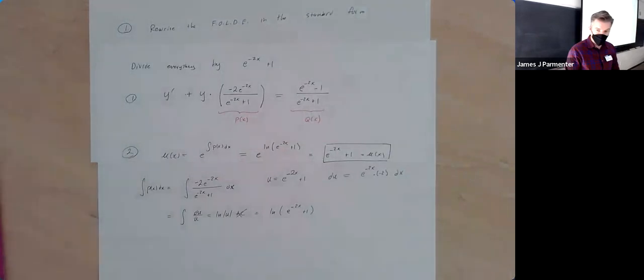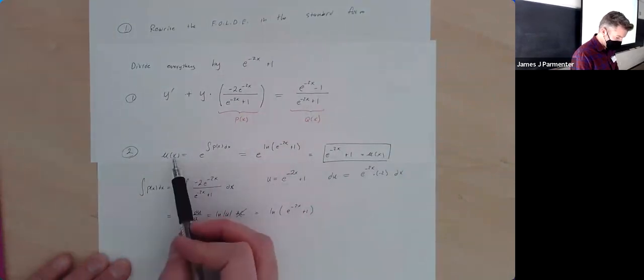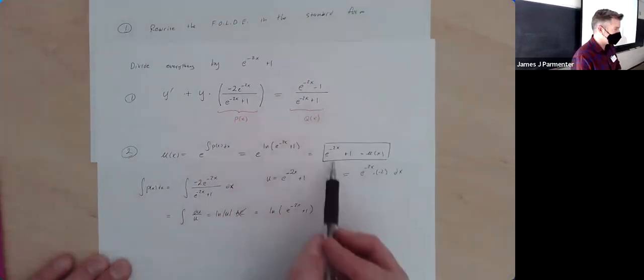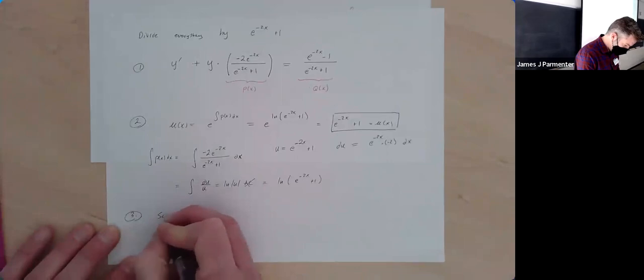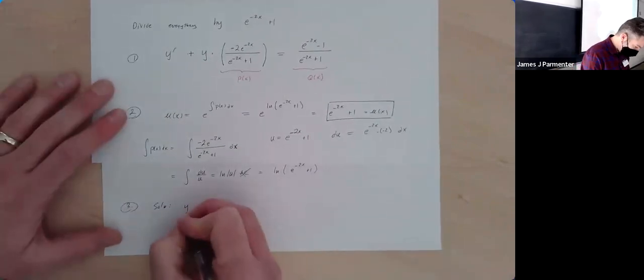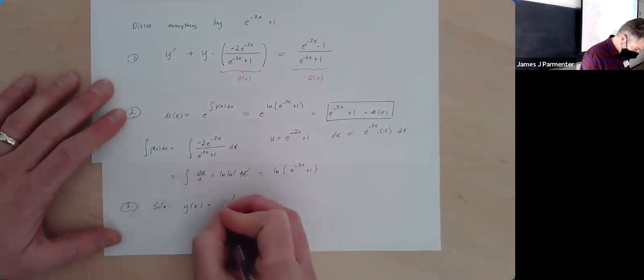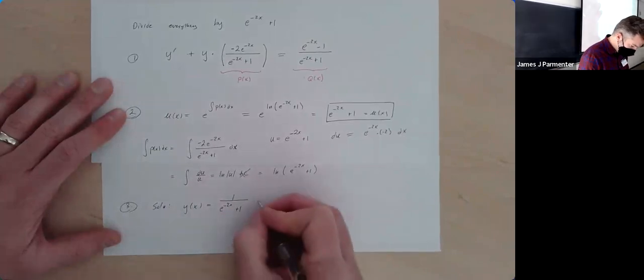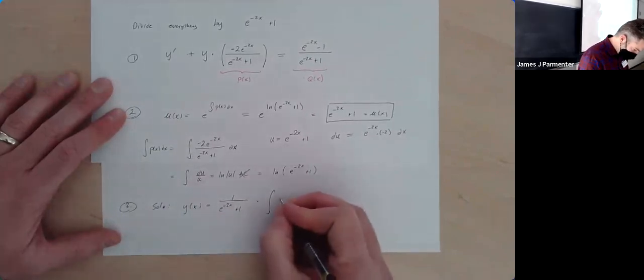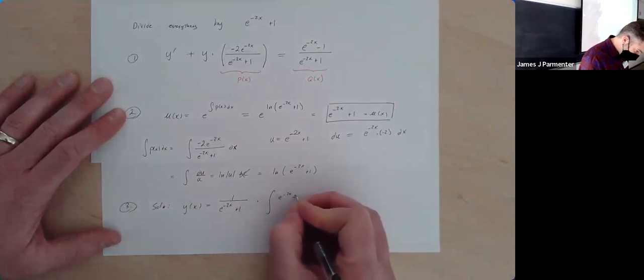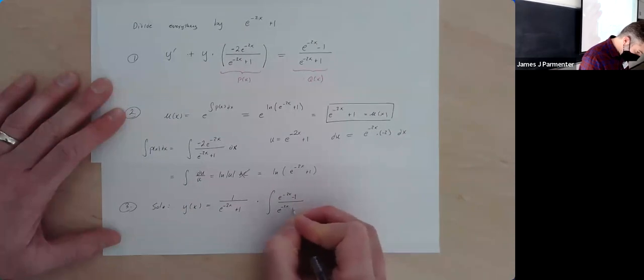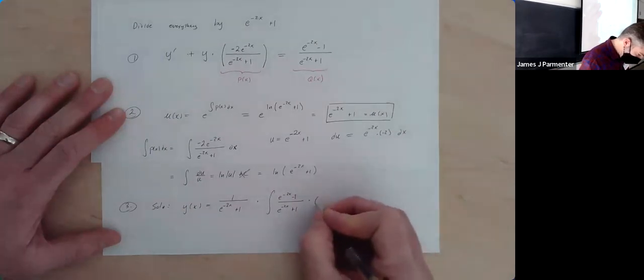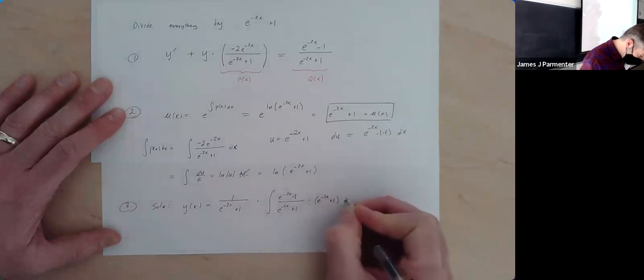Okay, great. Time to find the solution. This is going to work out pretty great because we're going to have to integrate mu of x times q of x, but we're going to get the denominator canceling here. So it's going to work out pretty well. Our solution is going to be y of x equal to 1 over mu of x, which is e to the negative 2x plus 1, times the integral of q of x, e to the negative 2x minus 1 over e to the negative 2x plus 1, times mu of x, which is e to the negative 2x plus 1.